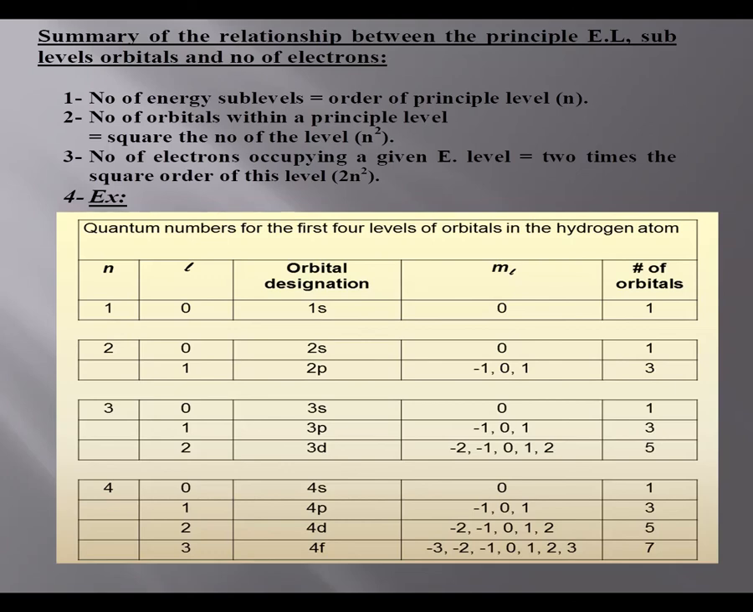Let's get a summary about the quantum numbers. Number 1, the number of energy levels equals the number of energy sublevels. Number 2, the number of orbitals within the principal quantum number equals n squared. Number 3, the number of electrons occupying a certain energy level is given by the rule 2n squared.